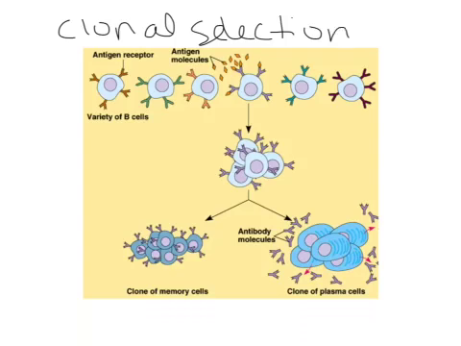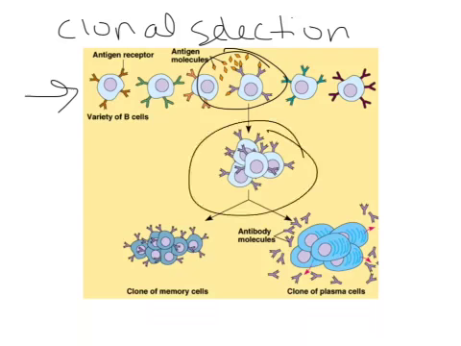Remember we have those naive B cells, the ones that have not been activated, and you'll notice I've got a wide variety of these naive B cells that have a wide variety of receptors. The process of clonal selection is just finding the right B cell, the one that has the right kind of receptor, and then cloning that guy.